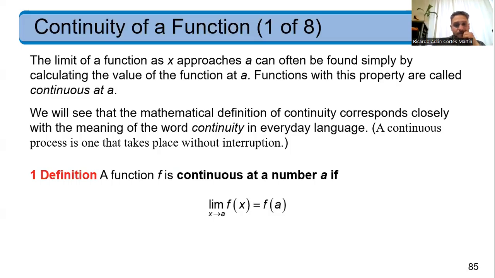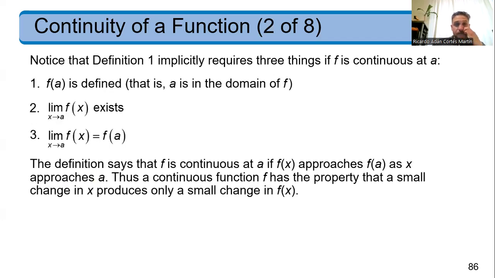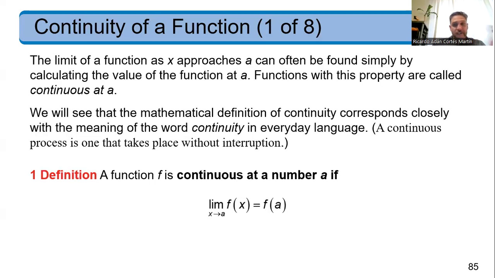So what we say is that if we want to know if a function is continuous in one place, the definition is that it is continuous if the limit of the function is the same as the value of the function at a. So what does this mean? It means that both of these things have to exist and be the same.